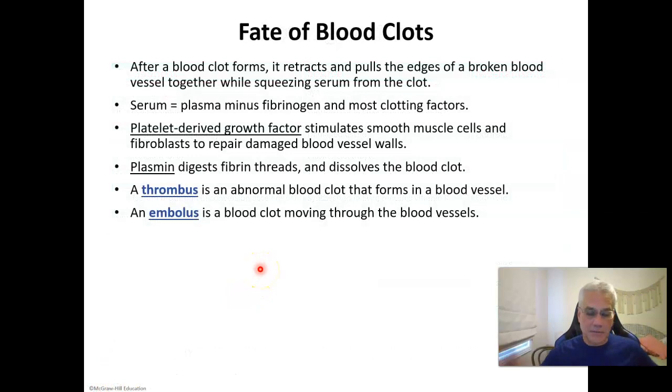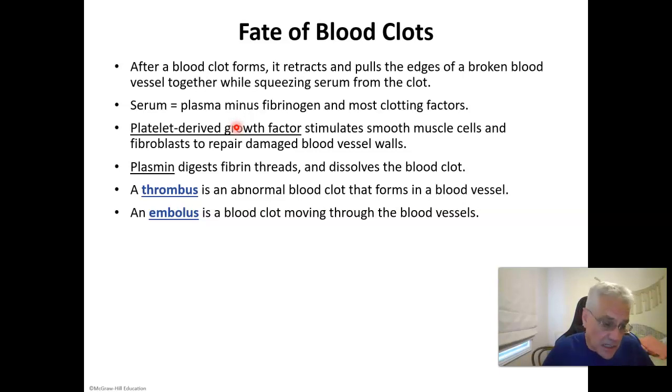All right, so what happens? You get a blood clot, great. You've stopped the bleeding, great. That's what you want, of course. But you can't have it there forever. Well, first thing is, what does a clot do? It retracts and pulls the edges of a broken blood vessel together. It squeezes serum from the clot. Serum is plasma minus the clotting factors.